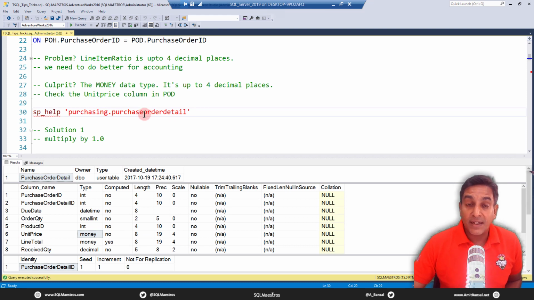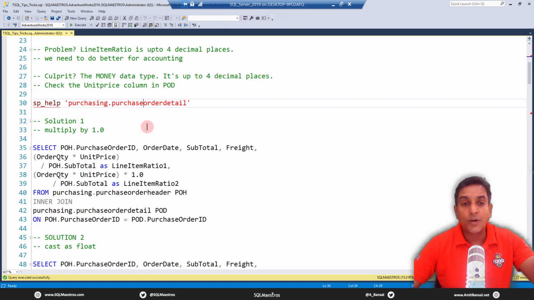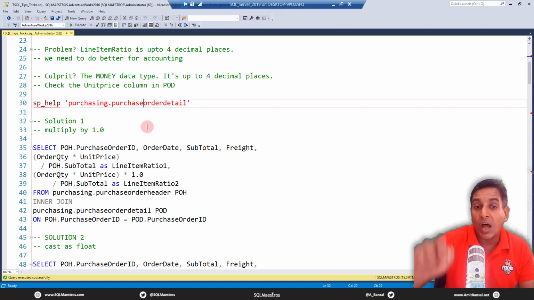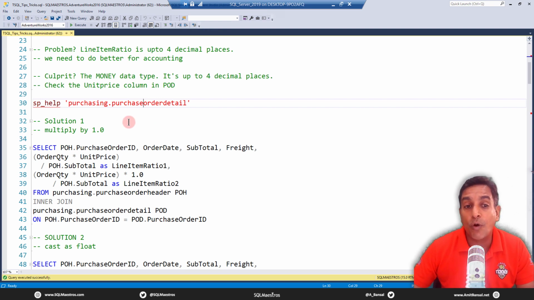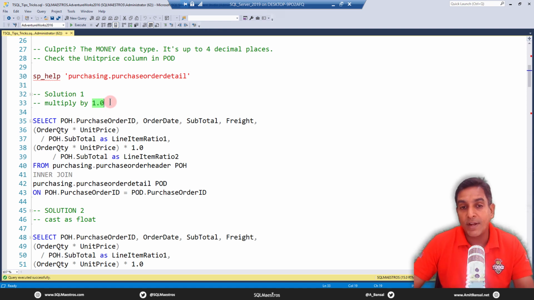Now this being said, we have identified the problem and now you know what the business need is. Let's look at some solutions. As I said, many of you already know these solutions, but let's look at all of them, and depending on the output, you can decide which one you want to go for. The most common solution that I see, which is great, is multiplying by 1.0.